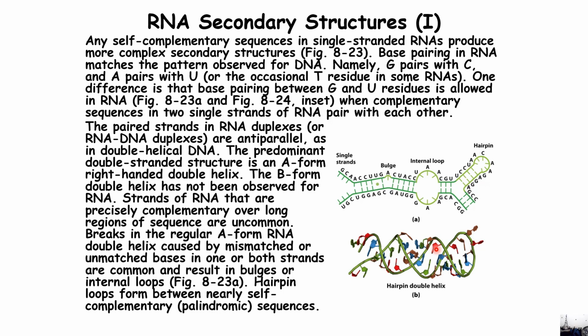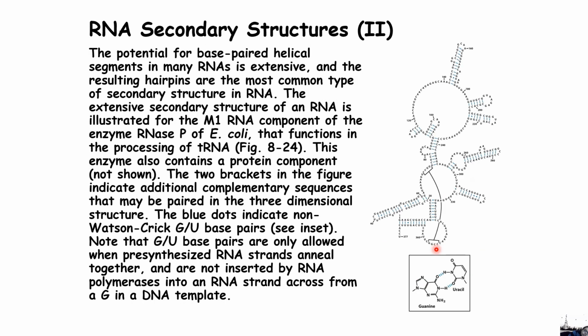Strands of RNA that are precisely complementary over long regions of sequence are uncommon. Breaks in the regular A form RNA double helix caused by mismatched or unmatched bases in one or both strands are common and result in bulges or internal loops. Hairpin loops form between nearly self-complementary palindromic sequences. Then if we talk about RNA secondary structures, the potential for base paired helical segments in many RNAs is extensive, and the resulting hairpins are the most common type of secondary structure in RNA.